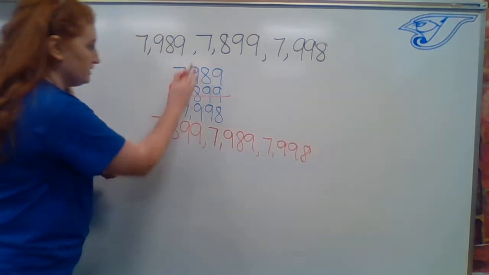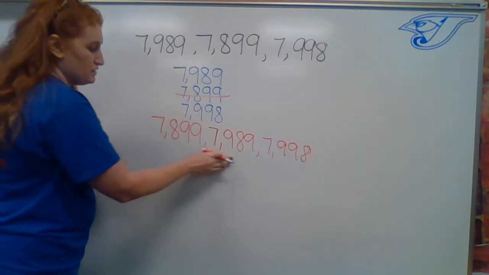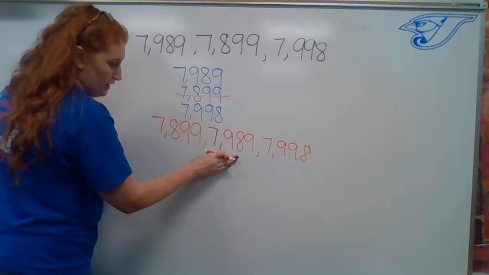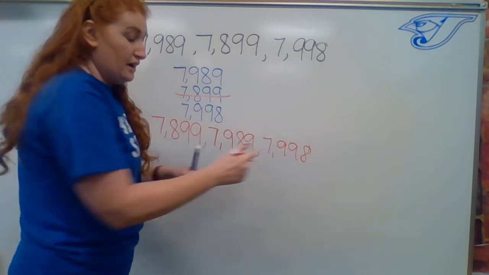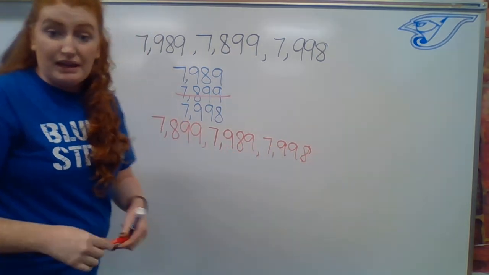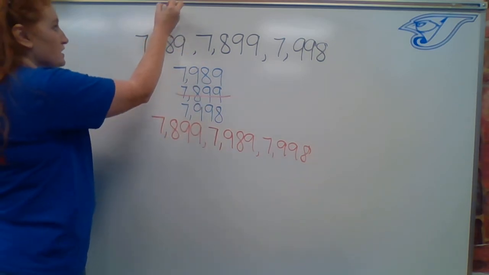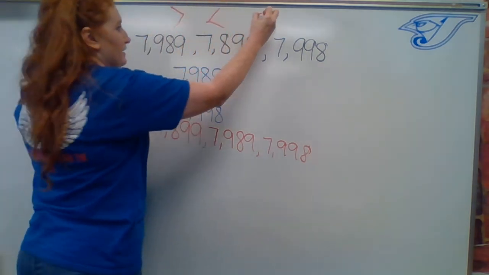So now we have ordered our numbers from least to greatest in ascending order. Smallest, then gets bigger, then gets bigger. Hopefully that makes some sense. You've learned some skills, and remember our symbols: greater than, less than, equal to.